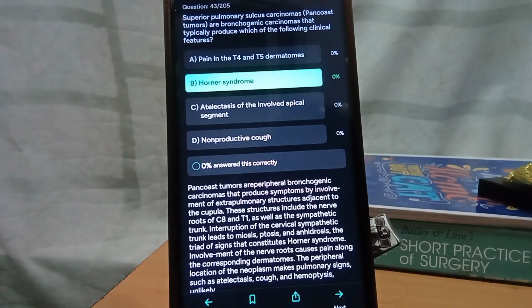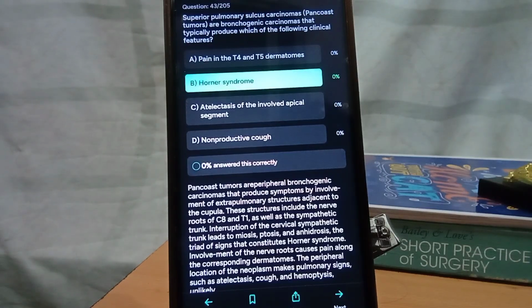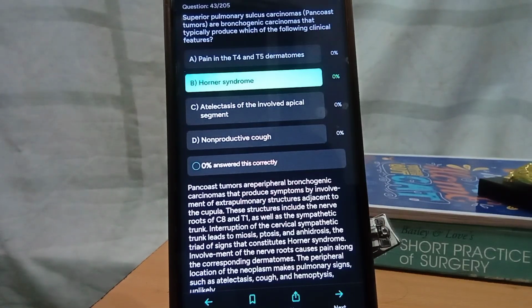Superior pulmonary sulcus carcinoma, Pancoast tumors, are bronchogenic carcinoma that typically produce which of the following clinical features? Pancoast tumors are peripheral bronchogenic carcinoma that produce symptoms by involvement of extrapulmonary structures adjacent to the cupula. These structures include the nerve roots of C8 and T1 as well as the sympathetic trunk. Interruption of the cervical sympathetic trunk leads to miosis, ptosis, and anhidrosis, the triad of signs that constitute Horner syndrome. Involvement of the nerve roots causes pain along the corresponding dermatomes. The peripheral location of the neoplasm makes pulmonary signs such as atelectasis, cough, and hemoptysis unlikely.